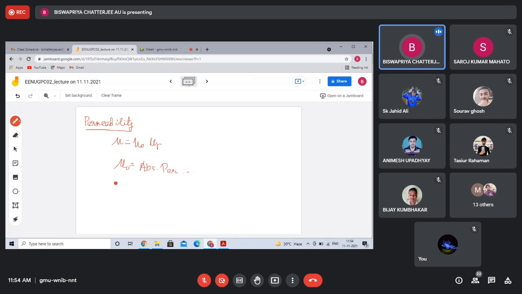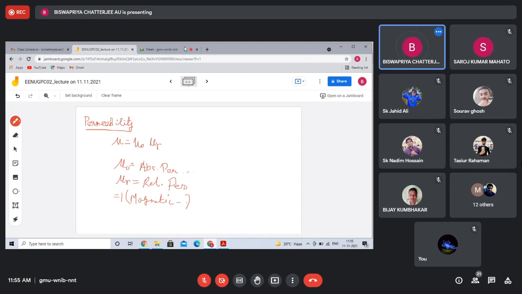Absolute permeability. Mu r is called relative permeability. So these are similar things. Epsilon r and mu r are equal to 1 for non-magnetic material. In the next module, we will see.